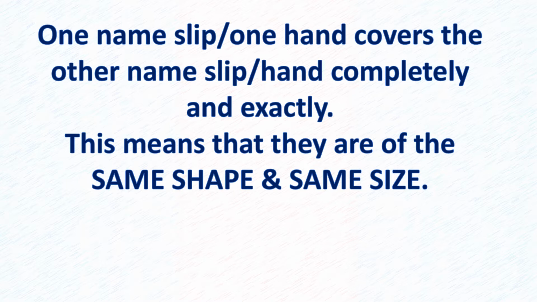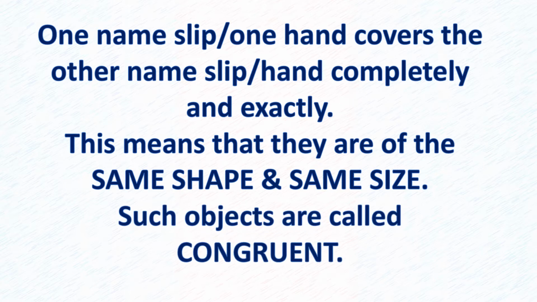If two things look the same, we will call them similar. If two things are the same in shape, then they are called similar, but if two things are the same in shape and size, then they are called congruent. Okay, then they are called congruent. It should come completely underneath and also exactly cover it. So completely and exactly. Such objects are called congruent objects.